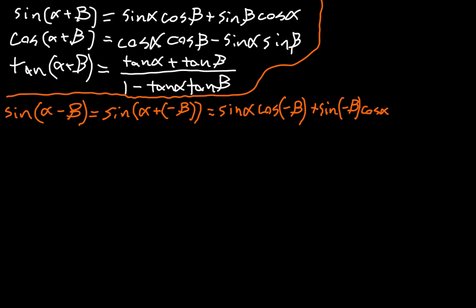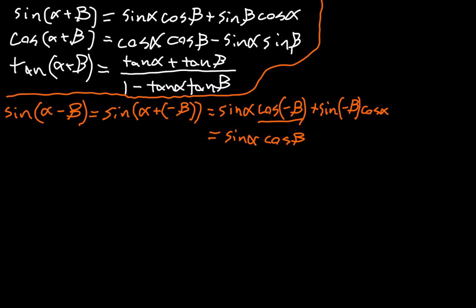So what's a cosine of negative b? Well, that's just going to be cosine of b, since cosine is an even function. If you plug in negative values of that angle, you're going to get the same output. So cosine of x is equal to cosine of negative x, and you can verify that on a unit circle. So this first expression here is going to be sine of alpha cosine of beta, just like before.